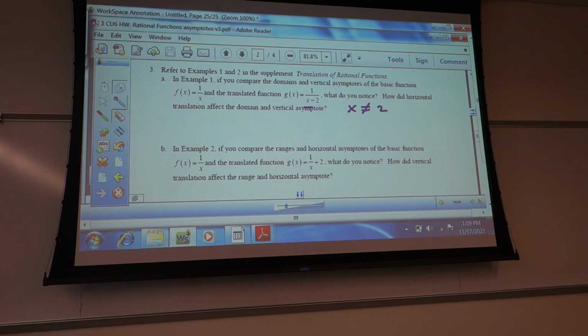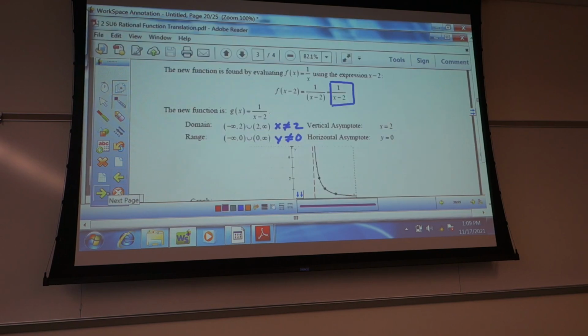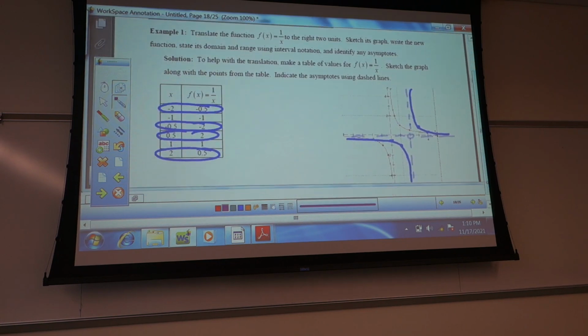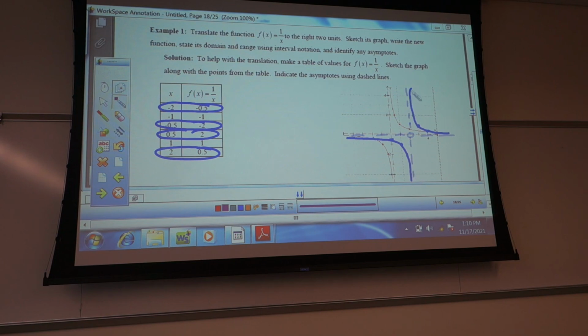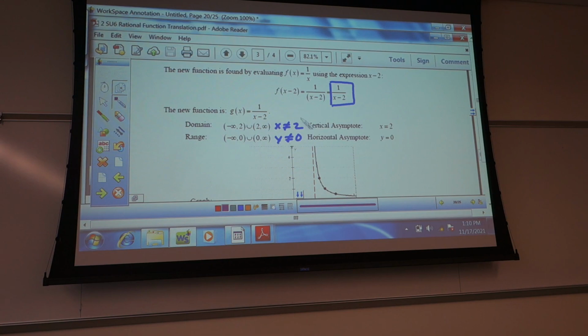And what was my horizontal asymptote? 1. That's the vertical one, sorry. Oh, you're right, that's my horizontal one. What was my vertical asymptote then? We just did it. So X cannot equal 2 and Y cannot equal 1. What's my vertical asymptote? X can't equal what? X cannot equal 2. Does everyone see this? Does everyone remember this? We literally did it 5 minutes ago.